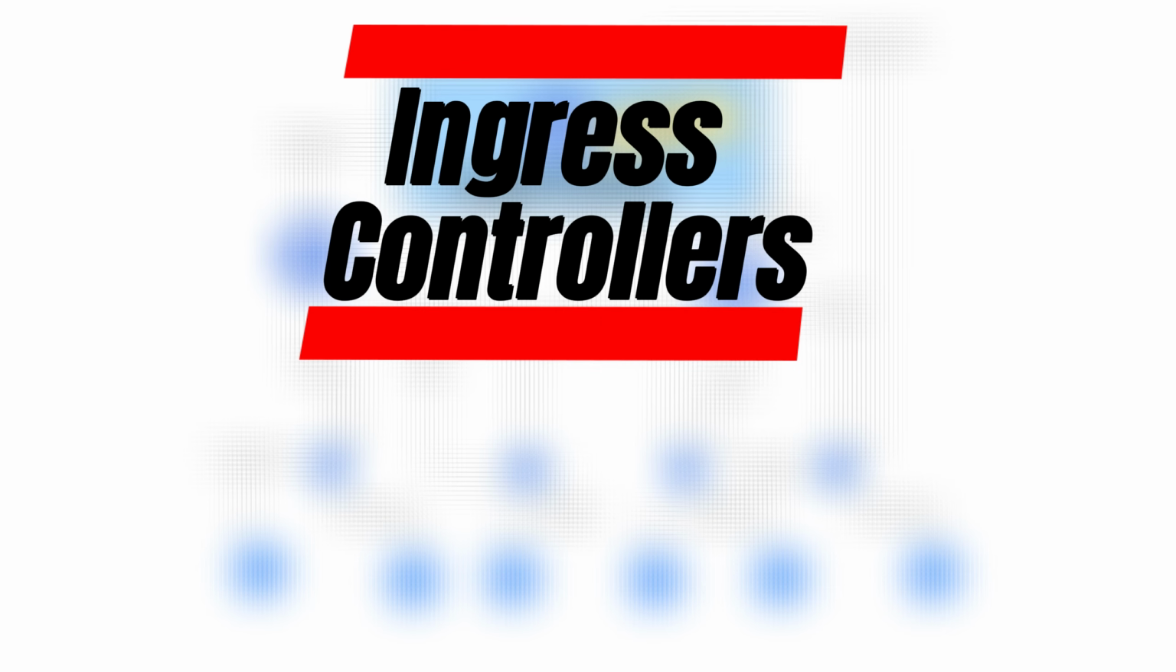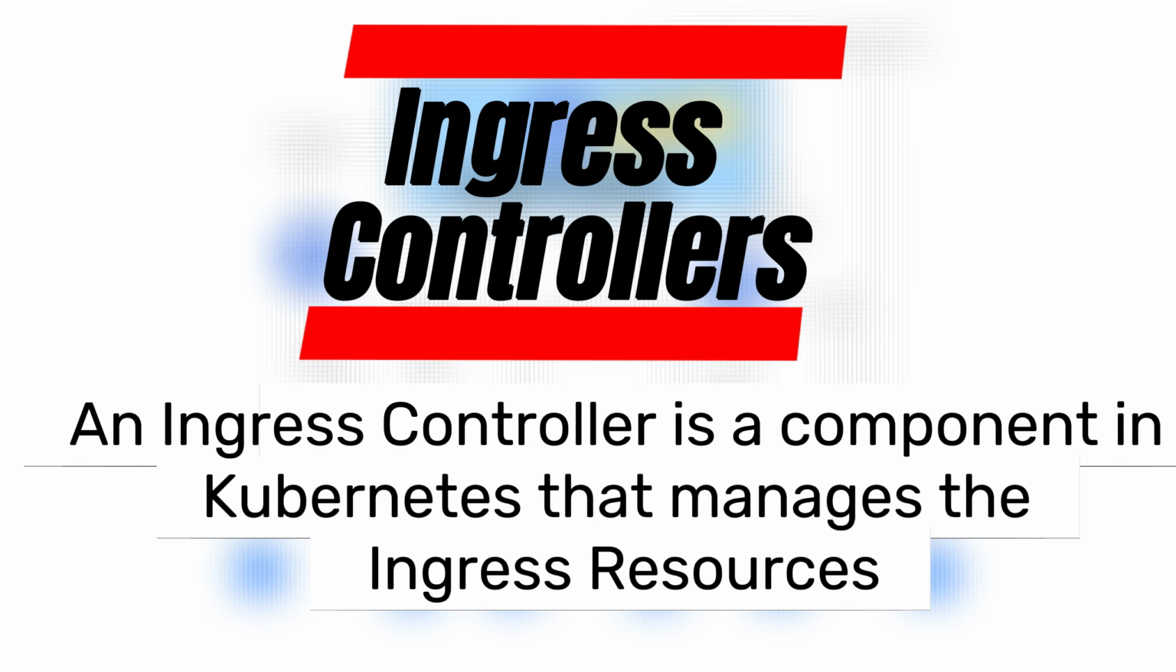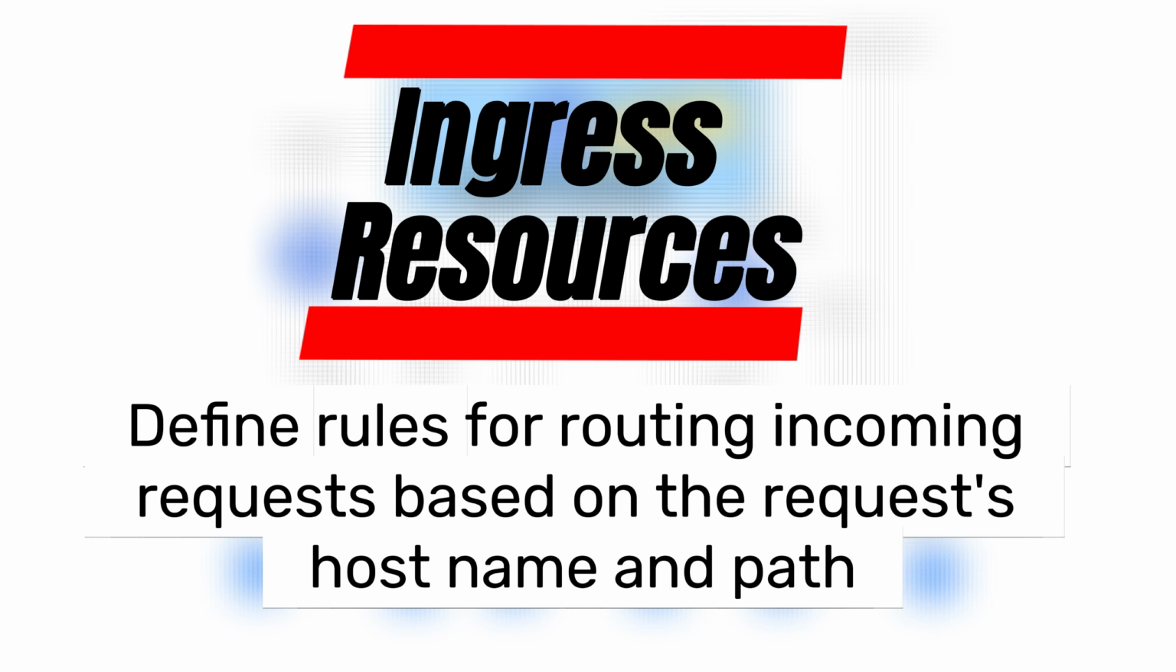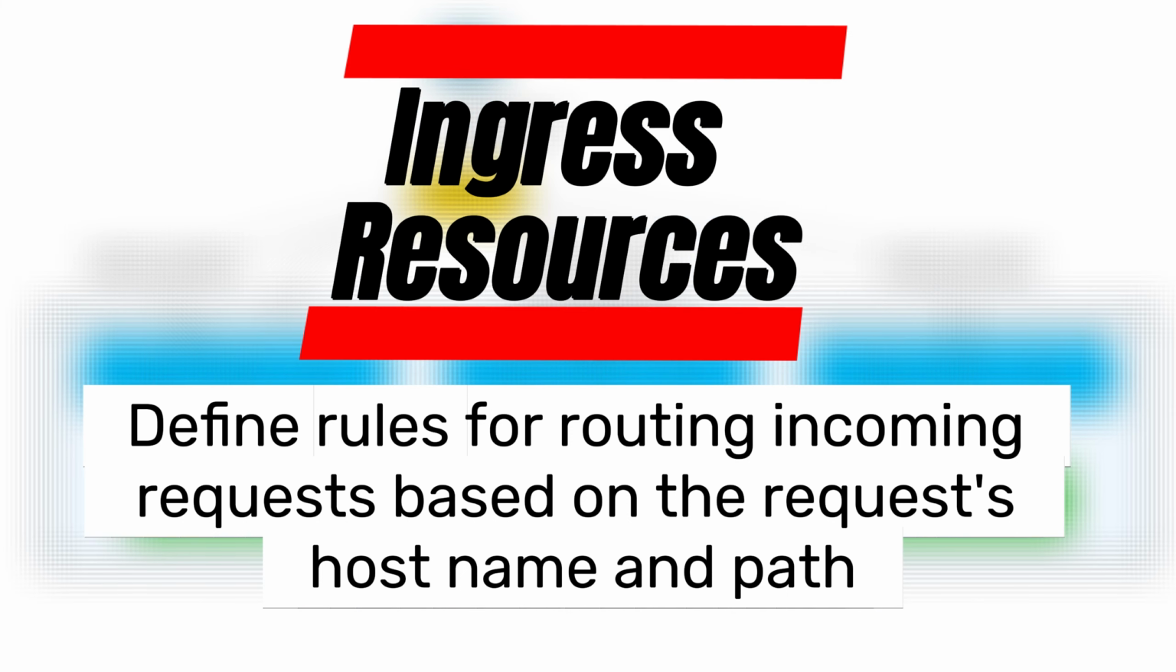An ingress controller is a component in Kubernetes that manages the ingress resources. These resources define the rules for routing incoming requests to the appropriate service within that cluster based on either host name or the path which is being requested. So we can say they do the same job as a load balancer. Again, redundancy is the key here.